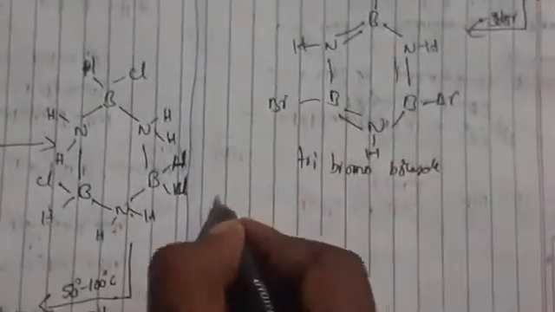If you treat benzene with Br2 in the presence of FeBr3, we are getting bromobenzene and HBr is lost. In a similar way, this is also obtained. Okay, now let's see the next property here.